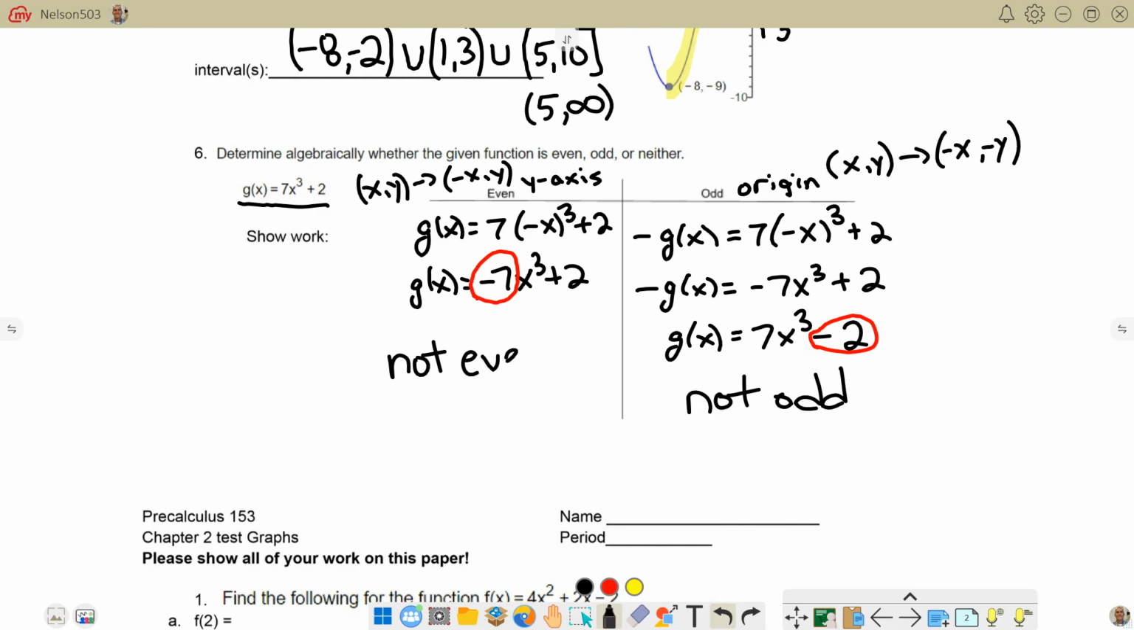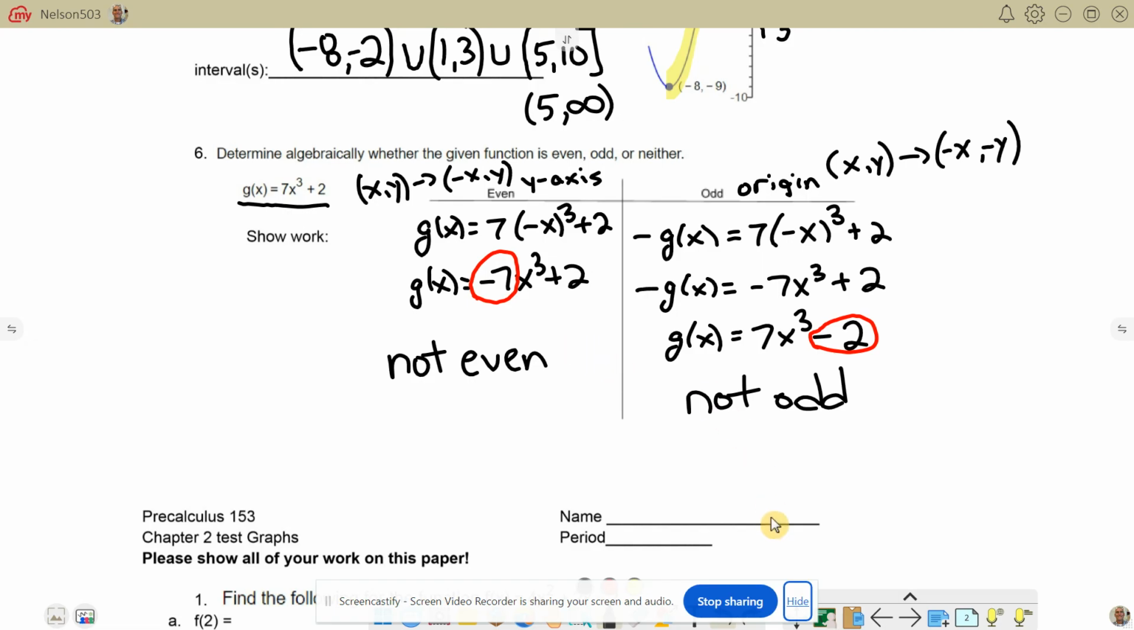All right, so that's the corrections for the first page, the front page of our test. Watch the second video to see all the corrections on the back side.